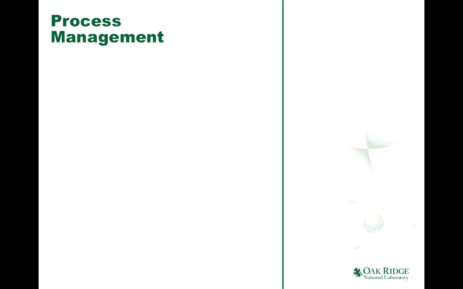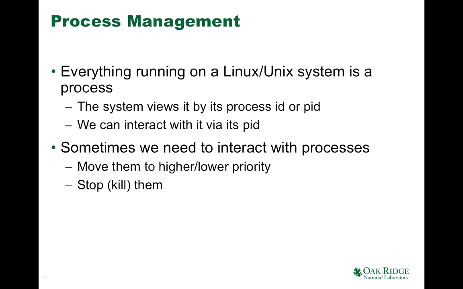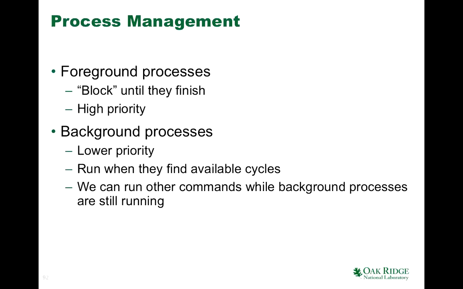Moving on to a different topic, process management, something that we often do on the systems. Everything running on a Linux system or a Unix system is a process. Remember, the system likes to deal with numbers, so it views everything as a process ID. And we can interact with a process via its process ID. Maybe we can make it a higher or lower priority. Maybe we want to stop the process, also called killing the process.